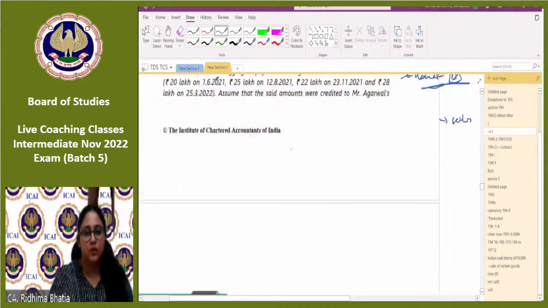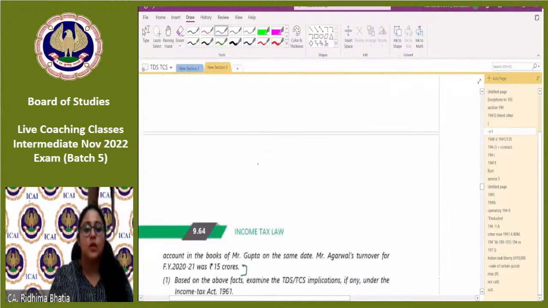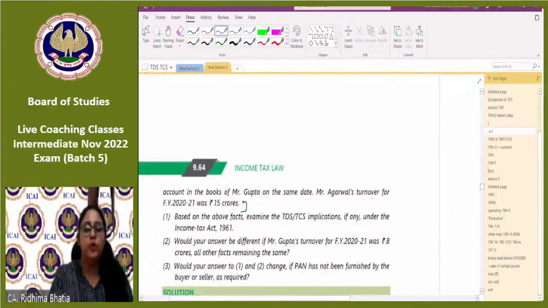Clear? Now they ask what could be your answer different if Mr. Gupta's turnover was 8 crores, all facts remaining same. A buyer's turnover is less than 10 crores. That means 194Q does not come into picture.